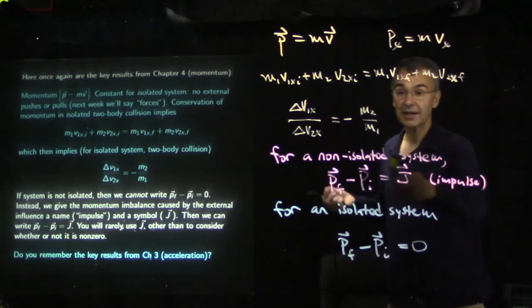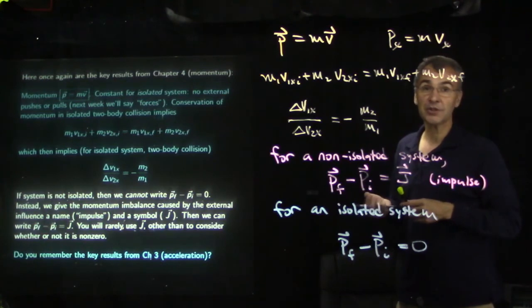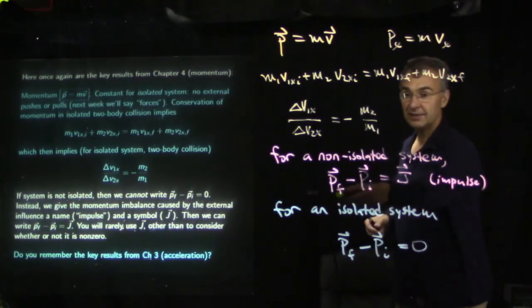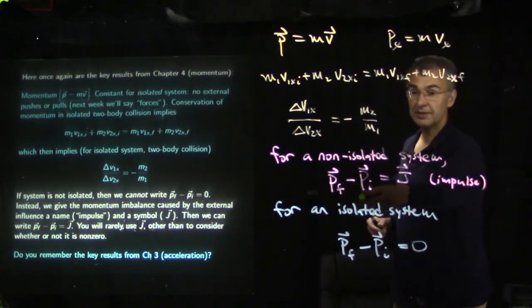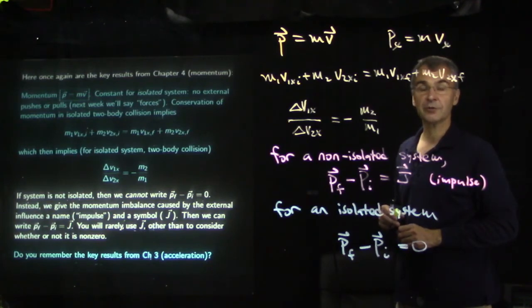If you happen to have a non-isolated system, and if you happen to know how much momentum enters or leaves the system across the system boundary, then the final momentum minus the initial momentum of a system due to some interaction is given this symbol J for impulse, in Eric's book. But we will almost never quantify impulse except to be able to argue that it equals 0.